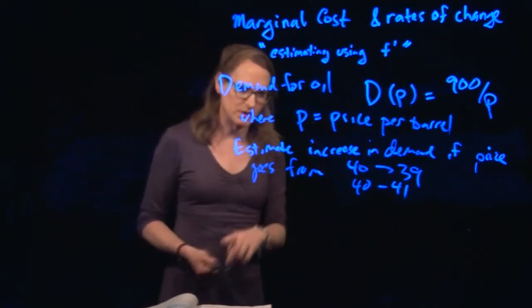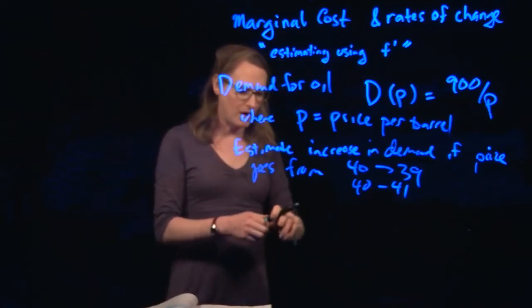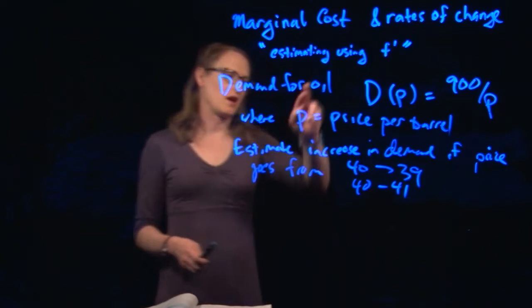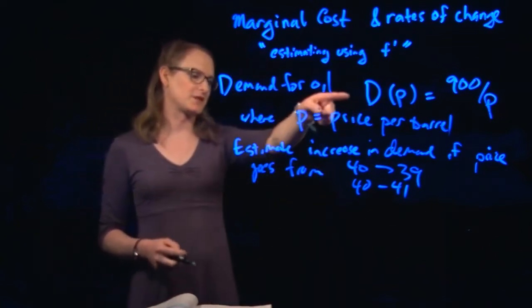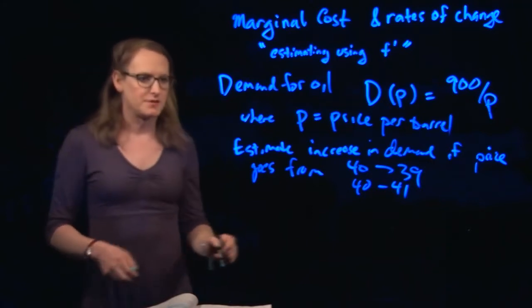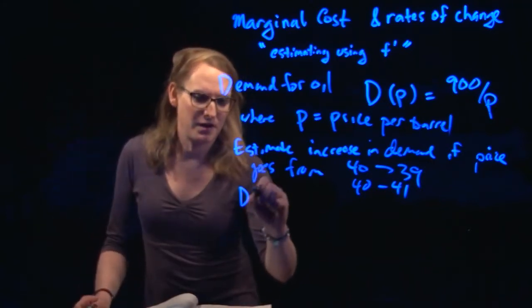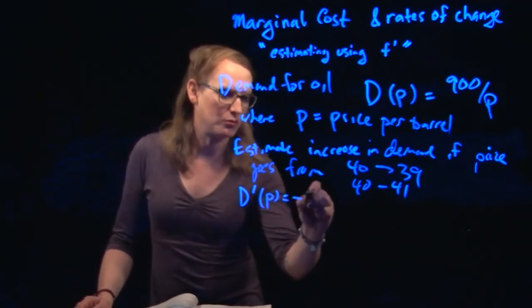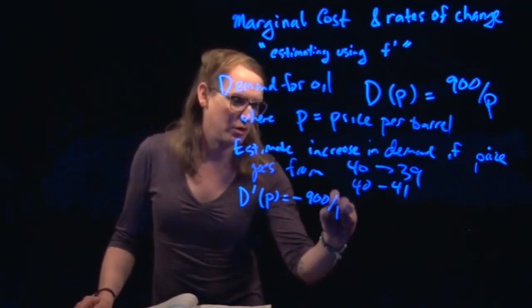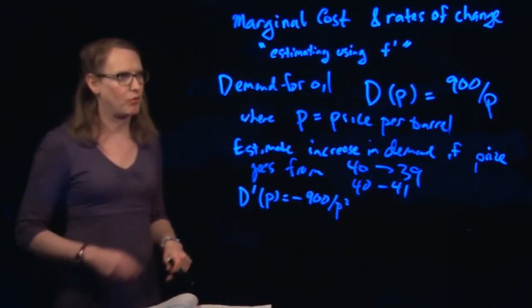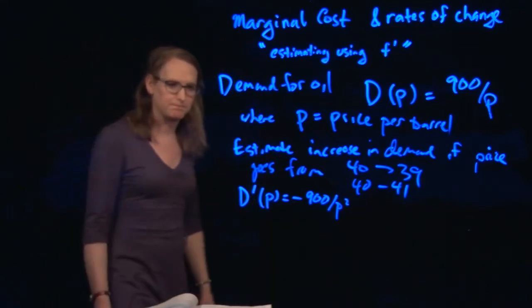And we're going to do that using the derivative. So here we get to practice our derivative skills. I've got myself a power function right here that's the same as 900 times p to the minus 1. So we'll have that D prime at p is equal to minus 900 over p squared. Go ahead and check that using the rules for derivatives if you want.